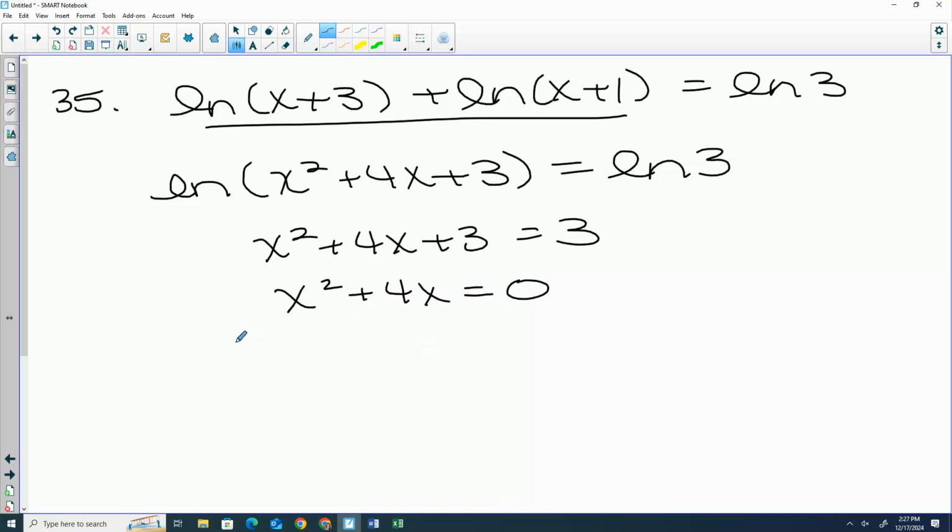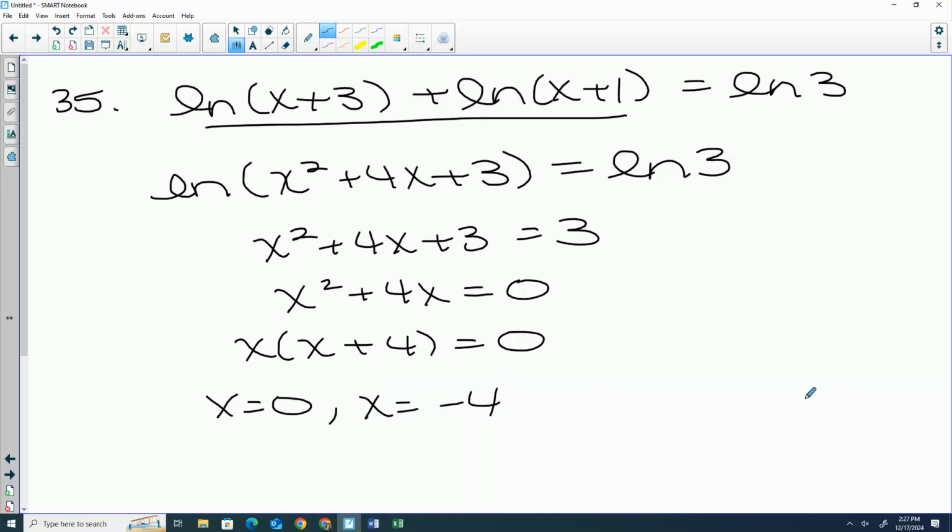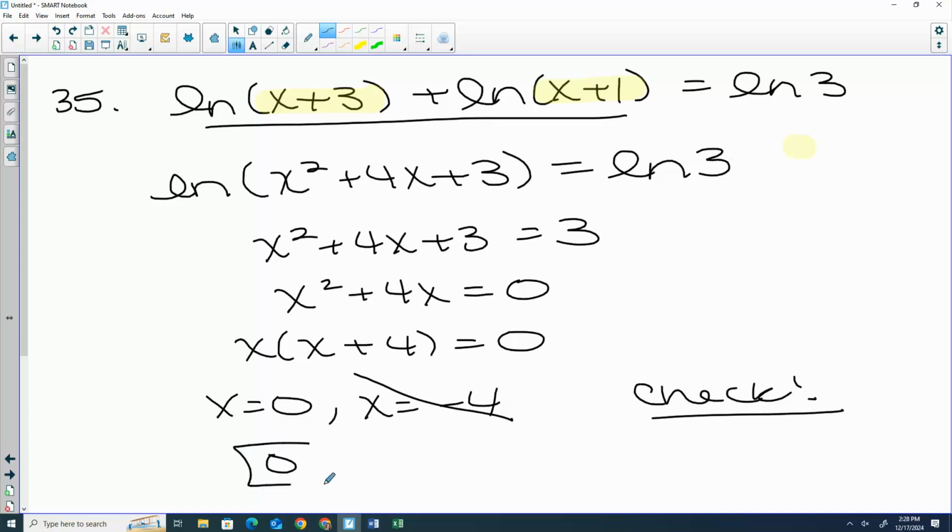So at this point, you can factor out an x. So if you solve, you get x equals 0 and -4. But what do we have to do? If you put in 0, 0 plus 3 is positive, 0 plus 1 is positive. So that's good. But if I put in a -4, -4 plus 3 is -1. We can't do the log of a negative. So 0 is the only answer that works on this one.